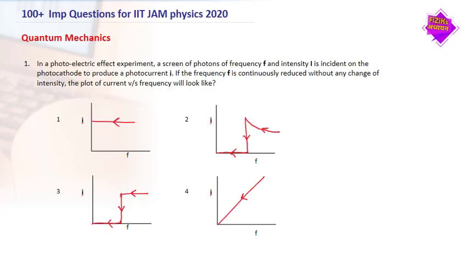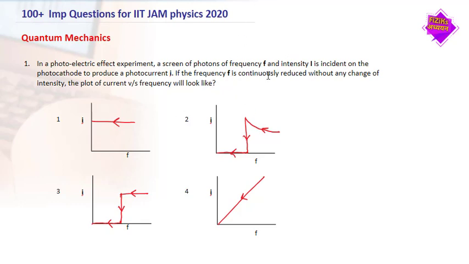So this is the question. In a photoelectric effect experiment, a beam of photons of frequency f and intensity I is incident on the photocathode to produce a photocurrent I. If the frequency f is continuously reduced without any change of intensity, the plot of current versus frequency will look like. Most of you, while having a graphical question, get confused. That's why I started with a graphical question.